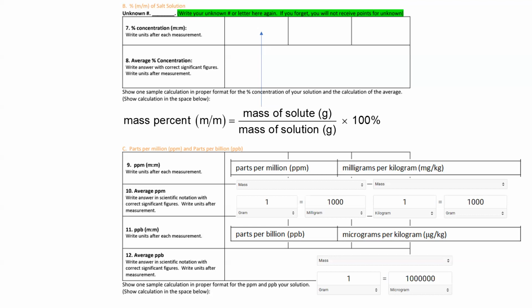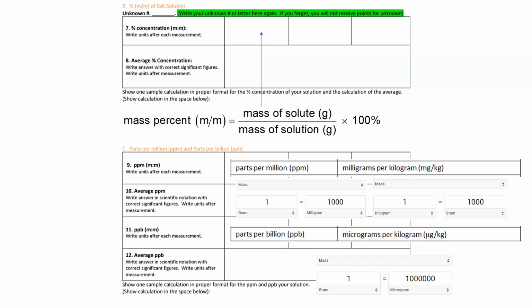Make sure you show one calculation in the space provided. Part C asks you to convert your concentration to parts per million and parts per billion. The units when calculating in parts per million are just written as ppm, all lowercase. Parts per billion would be ppb.